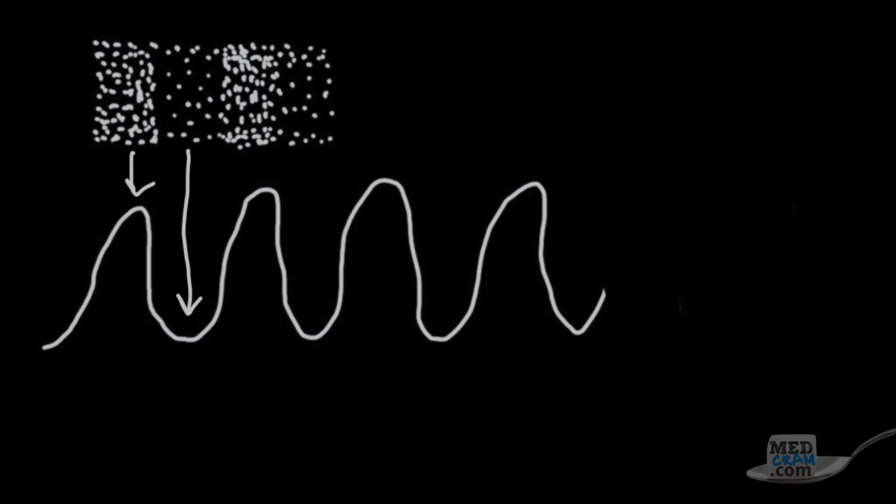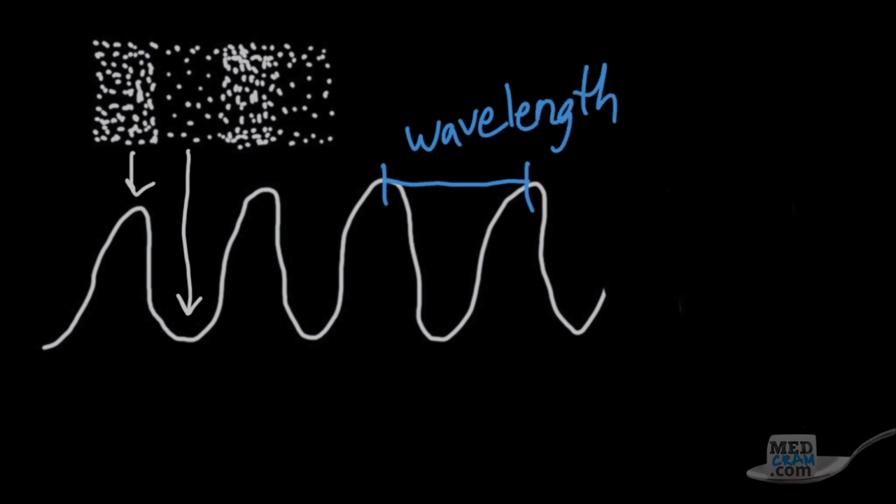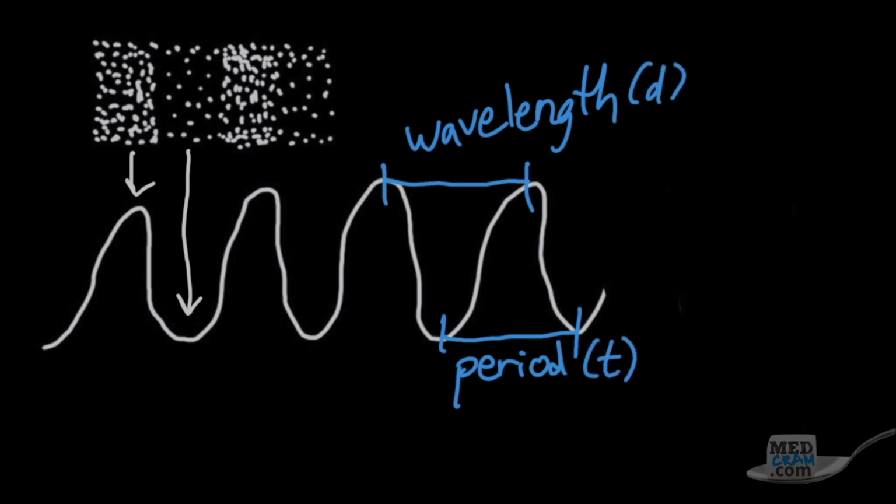But the first characteristic of a sound wave we want to discuss is the wavelength. The wavelength is the distance between a peak and a peak. Similarly, the time between a peak and a peak is called a period. So wavelength is a function of distance, and period is a function of time.